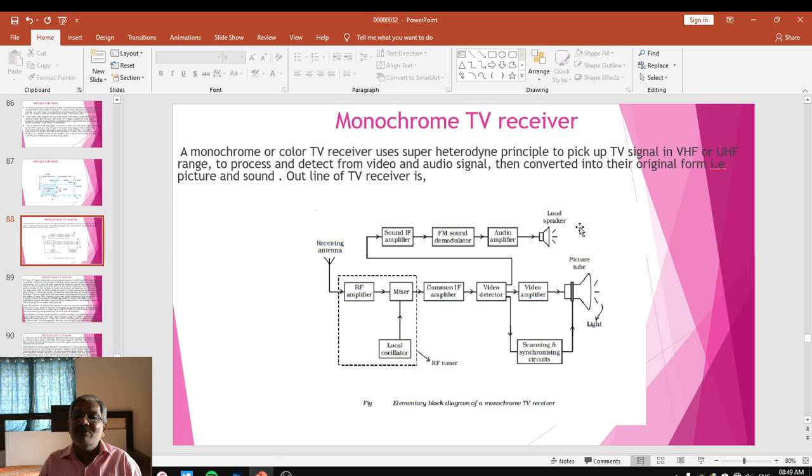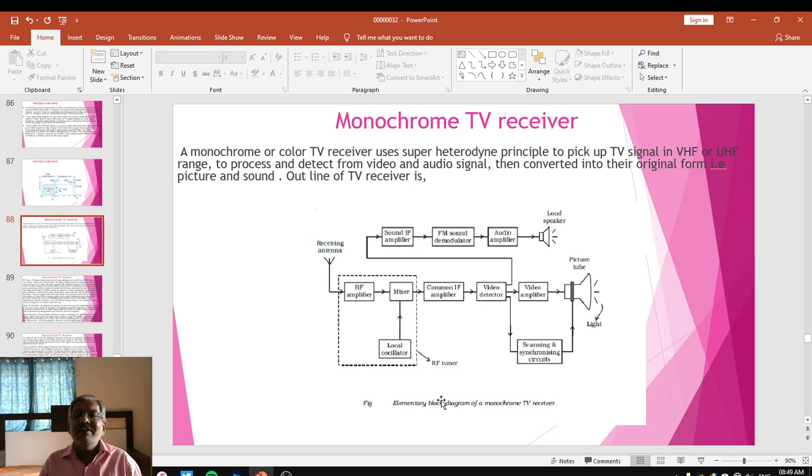Simultaneously, audio is produced in the speaker. The speaker converts the audio electrical signal into its corresponding acoustic sound signal. Friends, this is in general the block diagrammatic representation of a monochrome television receiver.